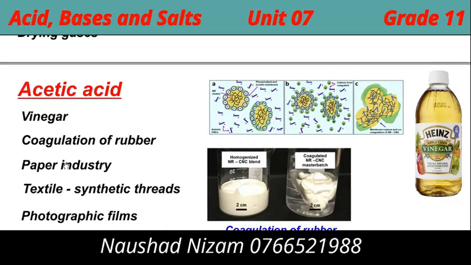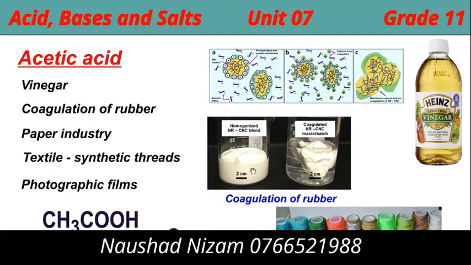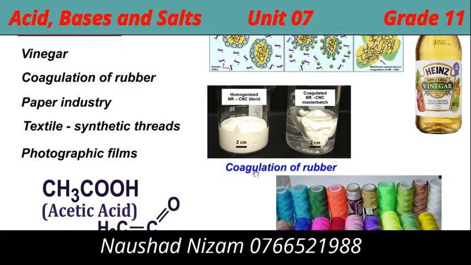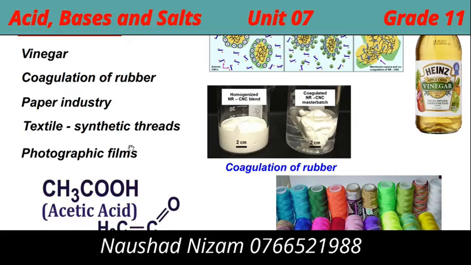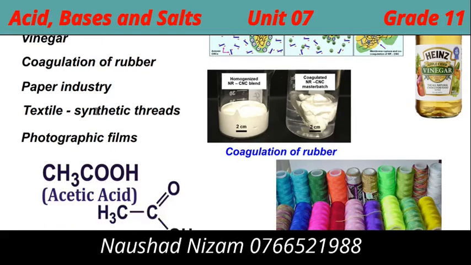Acetic acid is commonly found in vinegar, which is a weak acid, and it is used to coagulate rubber. So acetic acid is very important to coagulate rubber milk. CH3COOH is the chemical formula of acetic acid. It is also very important in the paper industry, textiles, and photographic films too.